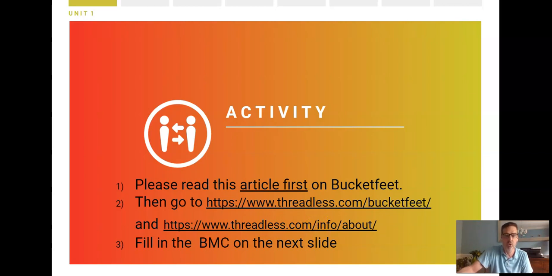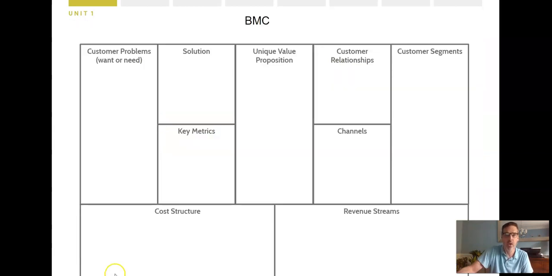Once you do that, and you're going to do this on your own today, you're going to fill in the business model canvas based on Bucket Feet. You need to bring this to class tomorrow because you will be talking through it with some other class members on either Thursday or Friday, depending on cycle day. So this is your assignment for the day: go through, understand the business model canvas, look at an example, and then take that example business and fill it all in here.